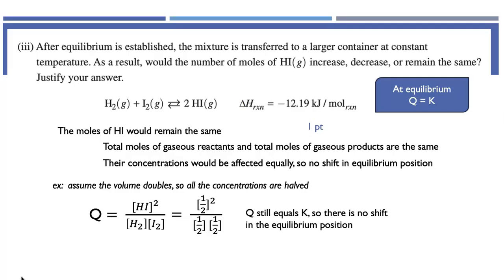Either way, this is what I needed to argue to earn the 1 point. I needed to have a correct claim that the moles would stay the same and back it up in an appropriate way. So how did you do?